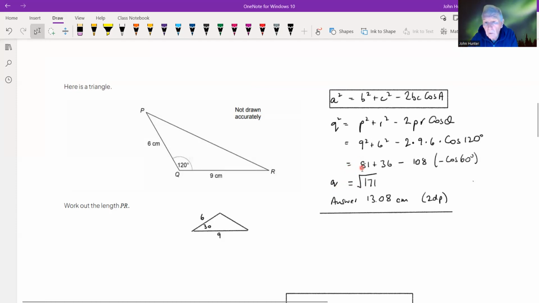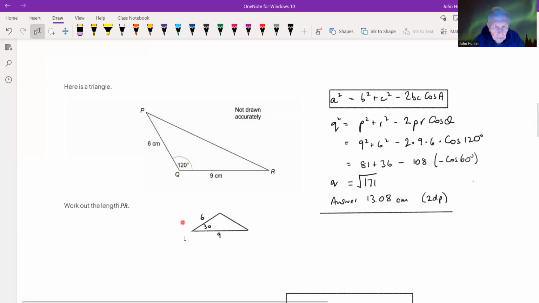Q actually works out to be, all this lot is 171. That works out to be square root of 171, therefore, and that gives us 13.08 to 2 decimal places as that figure. Well, 13 is between the longest side and the sum of the two sides, which is between 9 and 15, so that kind of makes sense.